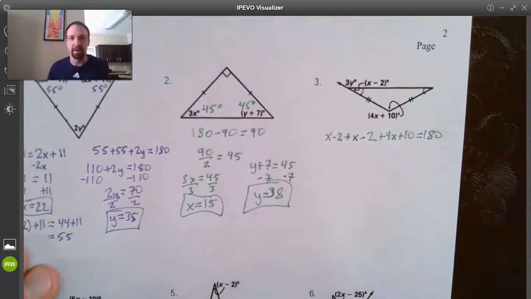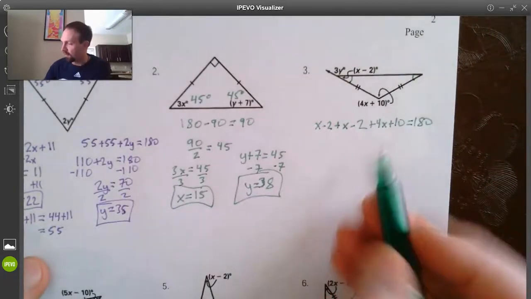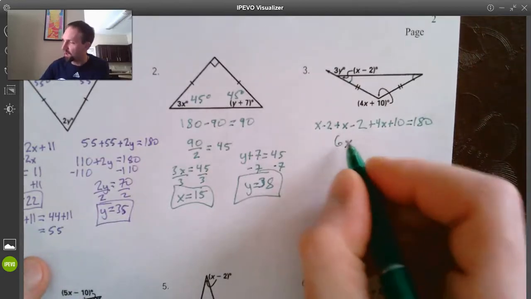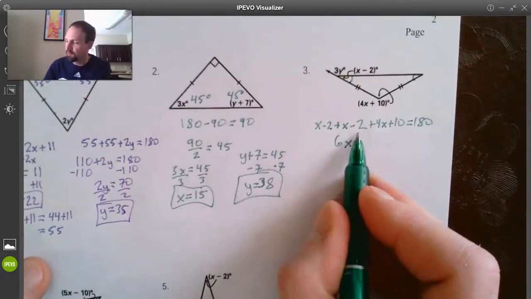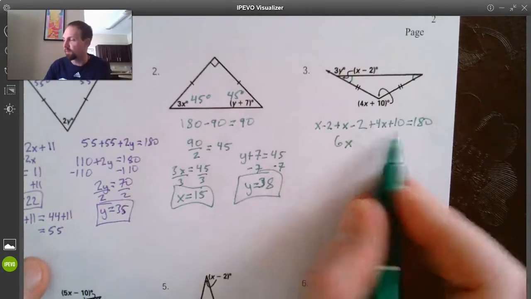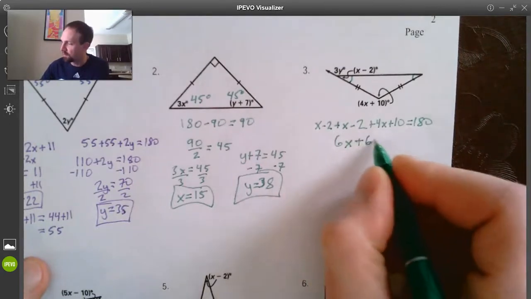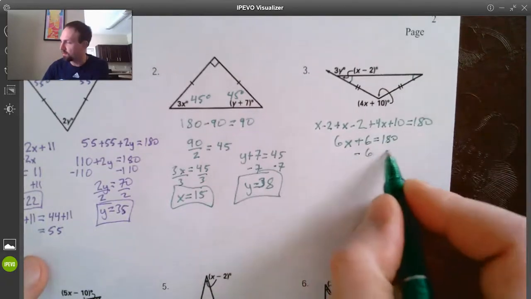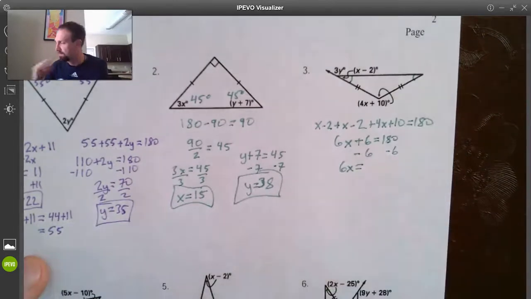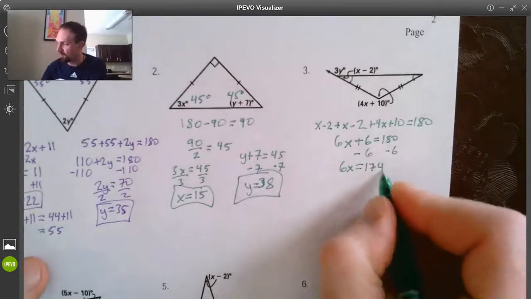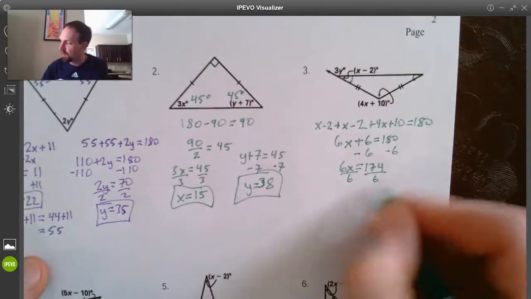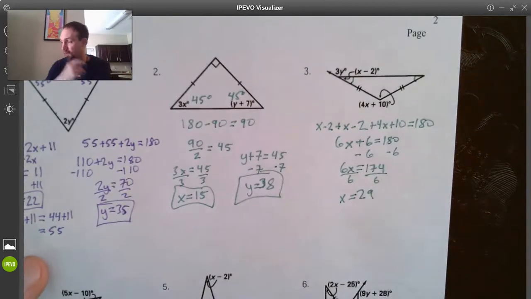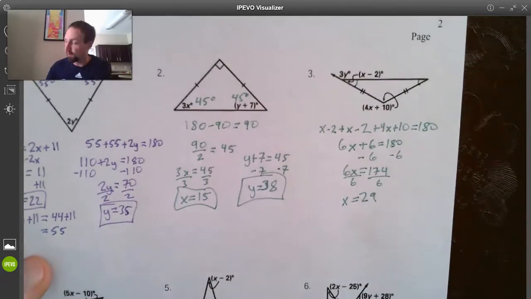So, combining like terms, x plus 4x is 6x, negative 2, minus 2, plus 10. So negative 4 plus 10 is plus 6, equals 180 degrees. So now I can subtract 6 on both sides, and I get 6x equals 174. Divide by 6, and you get x equals 29. Now, that just gives us what x is. It doesn't give us the value of y.